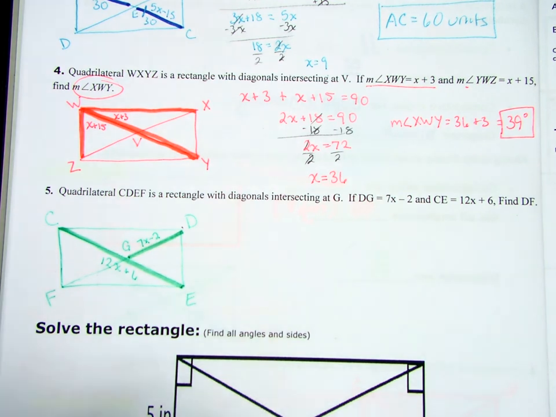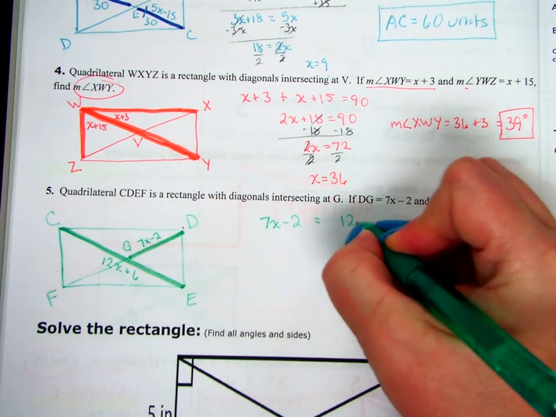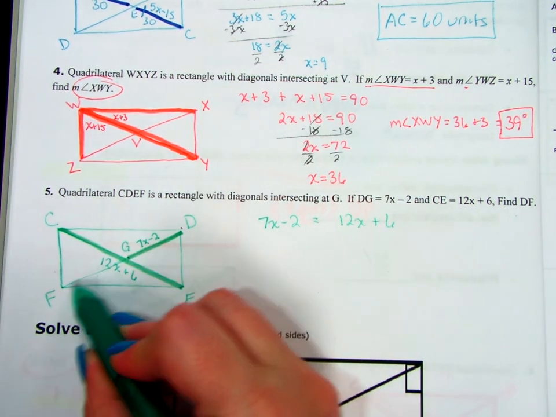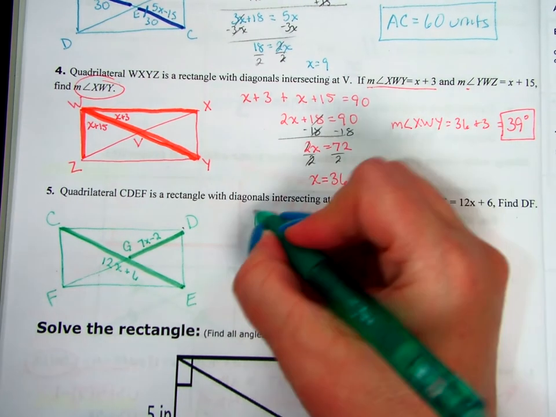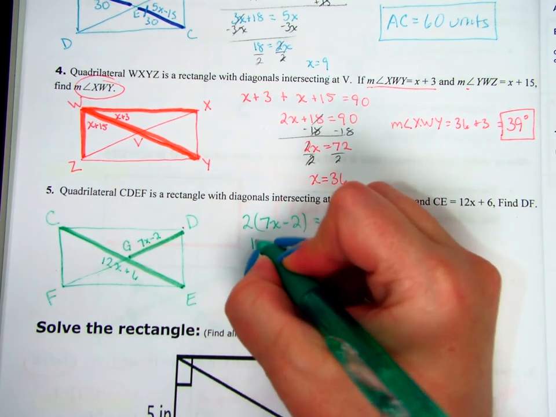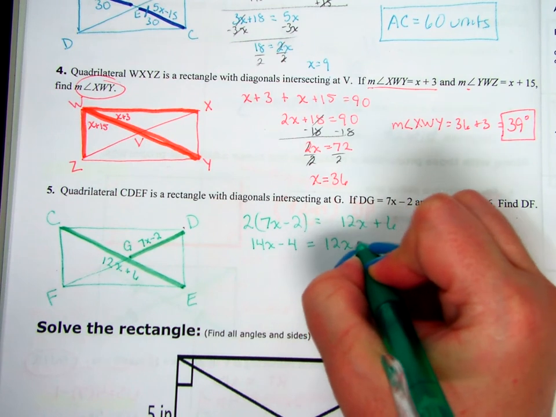Set them equal to each other. Multiply one of them by 2. Do you just get to pick any one of them, or does it matter which one? The one that's just half, right? This one has to be multiplied by 2 because it takes 2 of them to make one diagonal, right? So I'm going to multiply the half diagonal by 2 so it becomes a whole diagonal. So I'm going to have 14x minus 4 equals 12x plus 6.